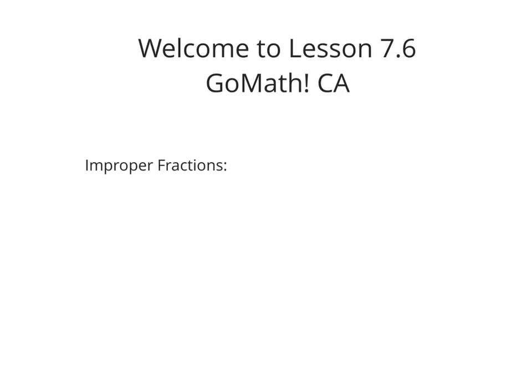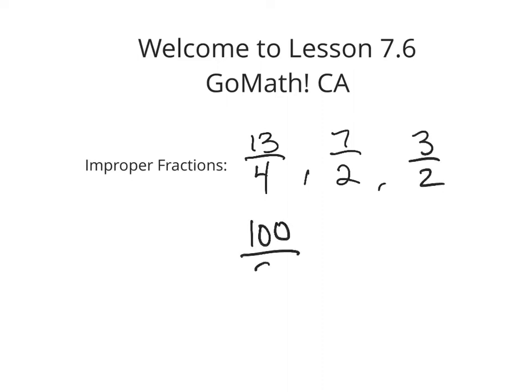But an improper fraction, right? I'm going to do, let's say, 13 over 4. Or 7 over 2. Or how about 3 over 2? Maybe 100 over 99. And just to be fun, 11 over 7. These are all improper fractions.